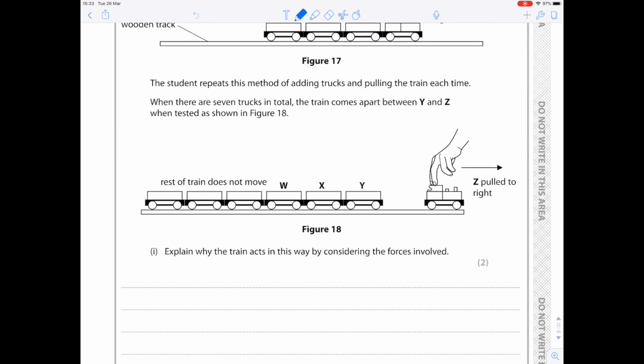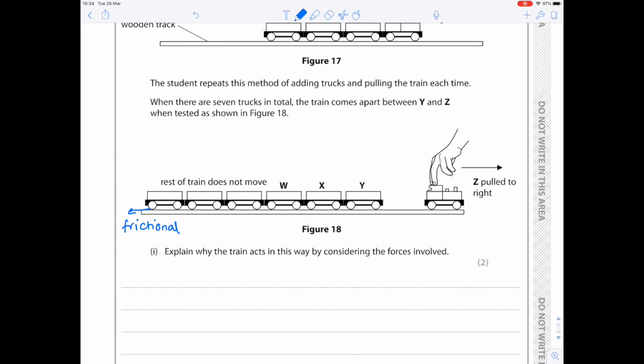So let's consider the forces acting on the train. And obviously where the wheels touch the track, you're going to have a frictional force along here. And this is going to increase as more trucks are added, and that's due to an increase in their weight. And therefore, in order to keep the trucks moving, the student has to increase the force she applies to Z.